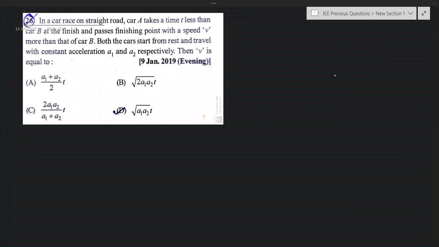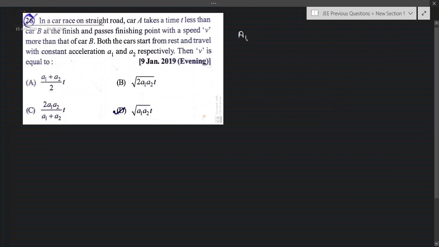In a car race on a straight road, car A takes a time t less than car B at the finish and passes the finishing point with a speed v more than that of car B. Both the cars start from rest and travel with constant acceleration a1 and a2 respectively. Then v is equal to... now here two cars are there.